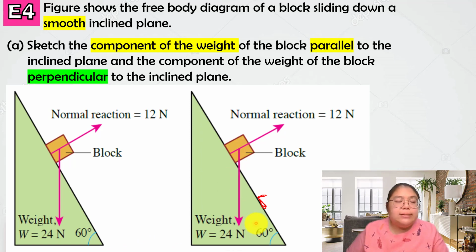Then you need to find the inclined plane. Then you need to do the resolution. You have to create the two components, a vertical and also a horizontal. From here, they want you to sketch the component of the weight of the block parallel to the inclined plane and also the component of the weight of the block that's perpendicular. One means parallel, one means perpendicular.